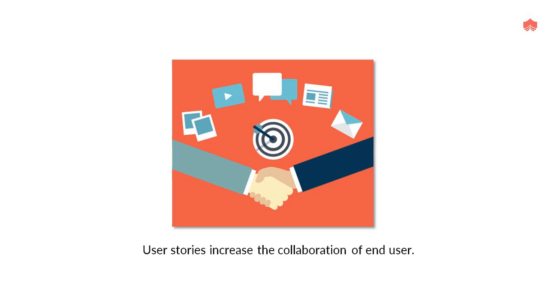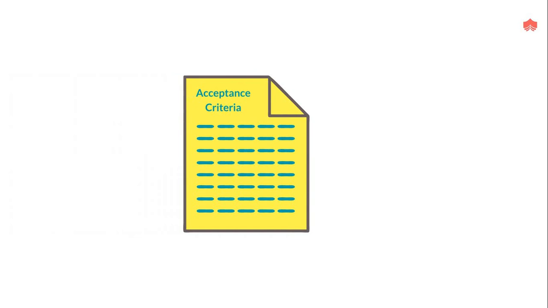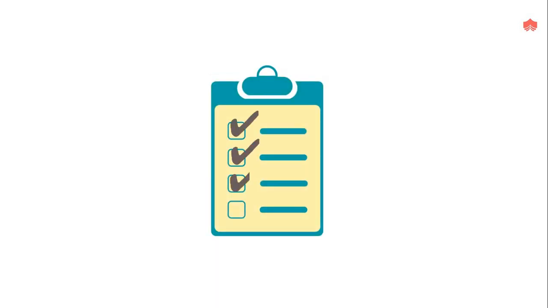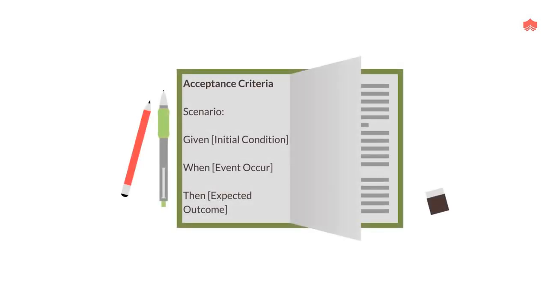User stories are followed by acceptance criteria. Acceptance criteria clarify to the end user in which situations the story will be fulfilled. They are a list of requirements. They are written in the given, when, then format. Let us see an example for a clearer understanding.